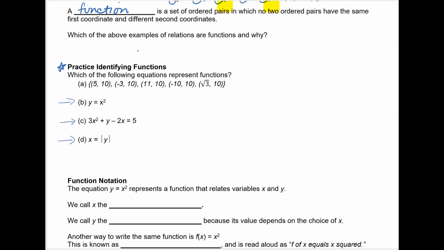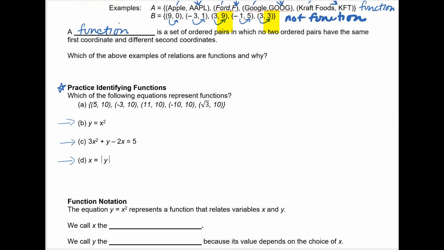Notice my example up here with set B. I had 3 listed twice and I had it going with different y's. That doesn't happen here. So I'm going to say, yes, this is a function, because every x goes with one y. Now it's okay, notice there are repeat y values, and I did this on purpose so that we could see an example of the different kinds of repetition. Here, 10 is repeated. It goes with different x values, but the key here is we don't want one x going with different y's. It's okay to have different x's going with the same y.